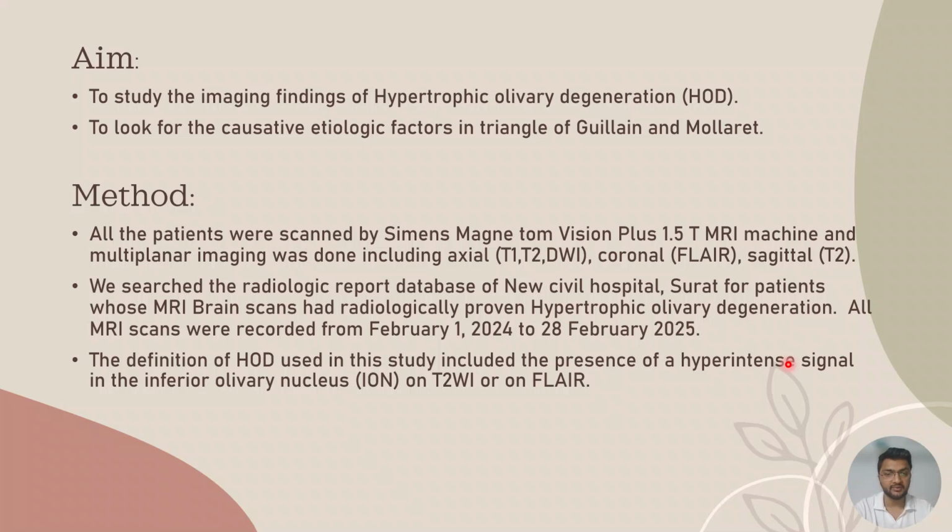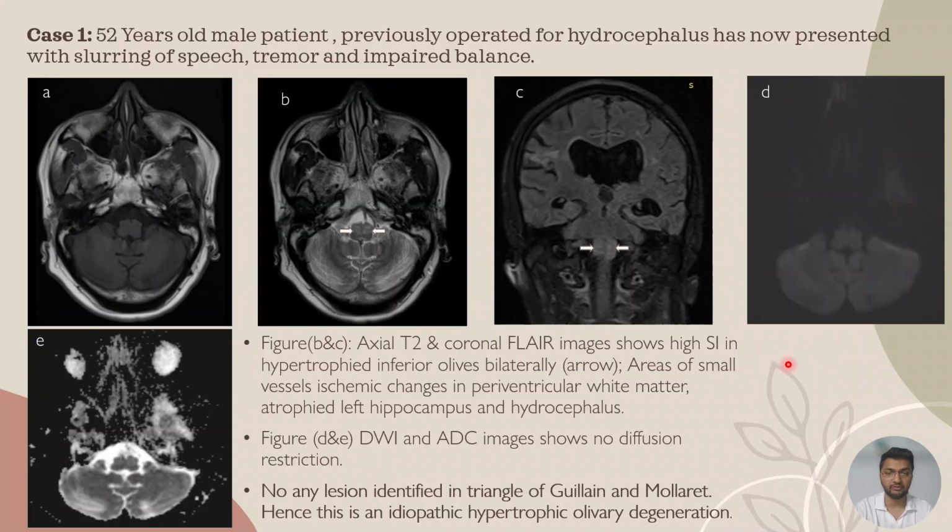Method. All the patients were scanned by a 1.5 Tesla MRI machine. We searched the radiological database of New Civil Hospital Surat for the patients whose MRI brain scan had radiologically proven hypertrophic olivary degeneration. All the scans were recorded from 1st February 2024 to 20th February 2025. The definition of hypertrophic olivary degeneration used in this study includes the presence of hyperintense signal in the inferior olivary nucleus on T2 or FLAIR sequence.